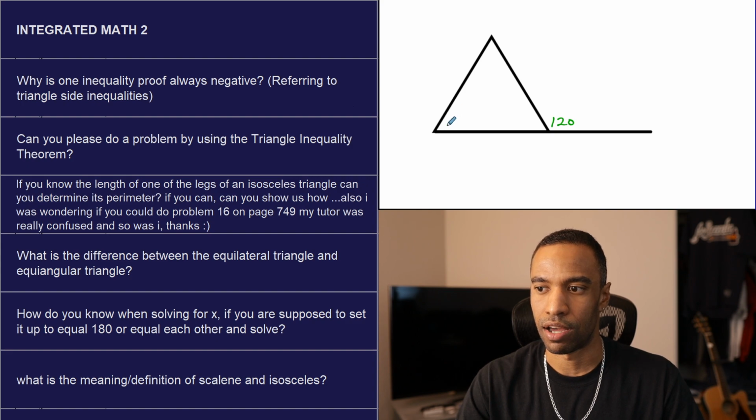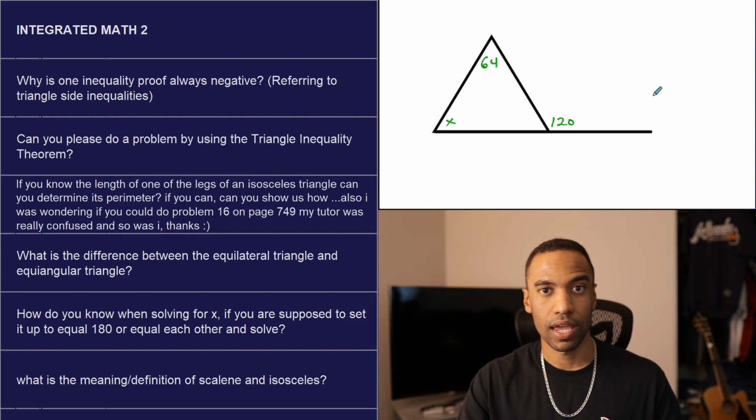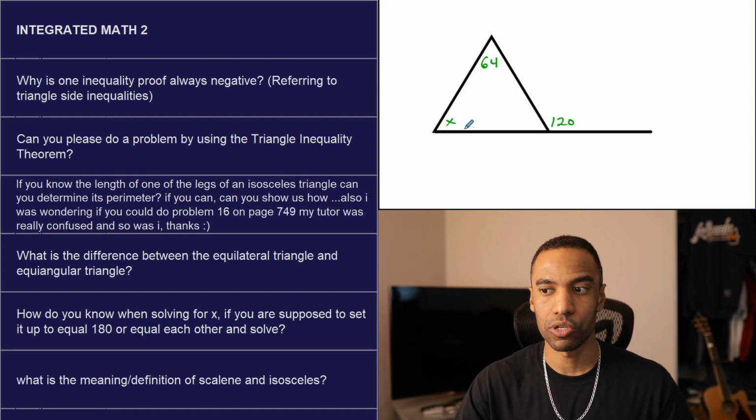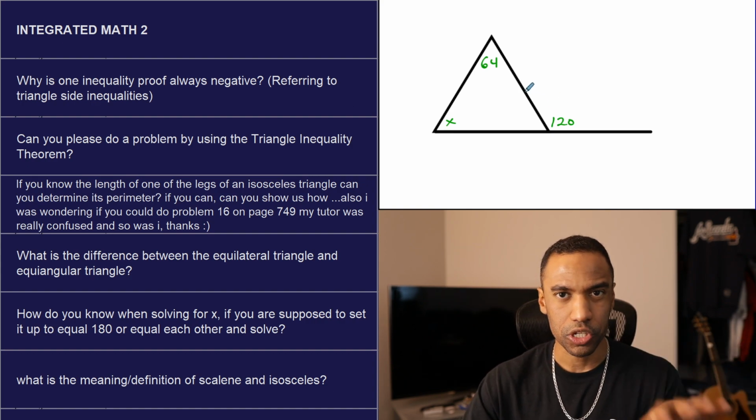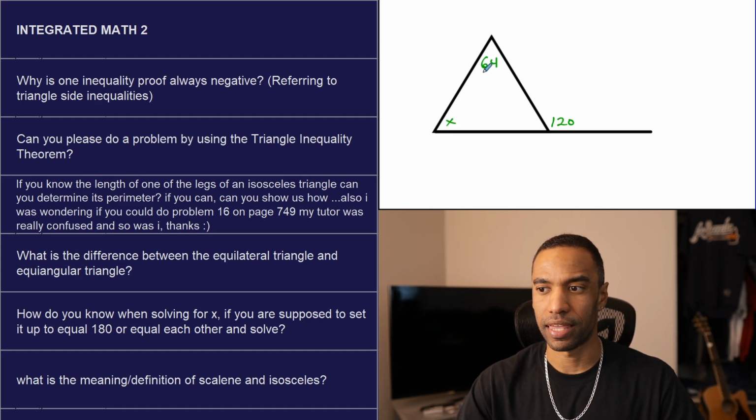But let's say that we have a known exterior angle here, which let's call this 120 right here, and then you have x, and then you have, I don't know, 64. So we have these three angles right here, and ask you to solve for x. How do you know whether to add to 180 or to set equal to each other or whatever? Well, there's a theorem in play that says that the two non-adjacent angles with a remote exterior angle are equal. If you add these up, one equals the other.